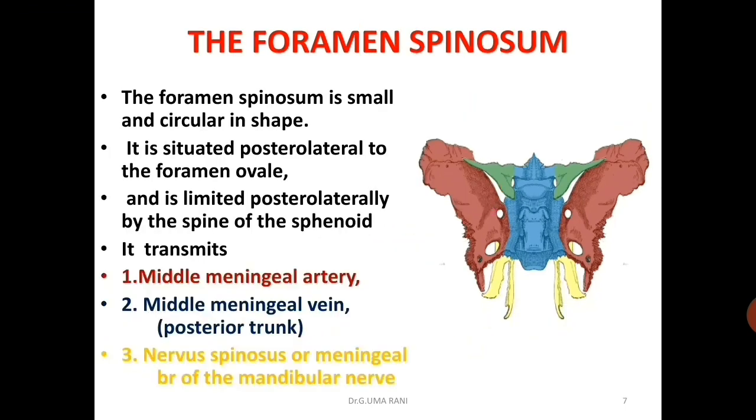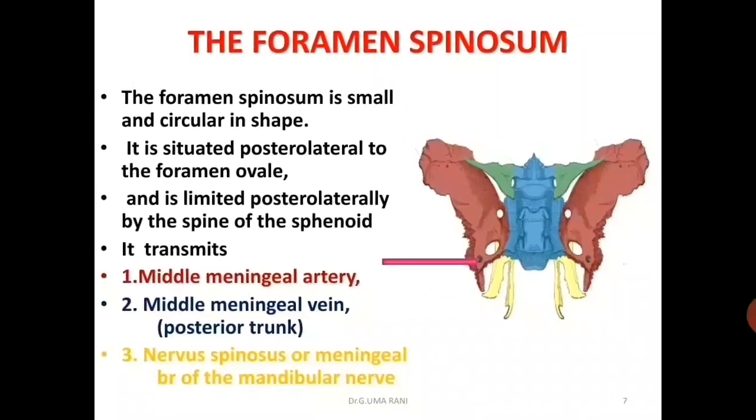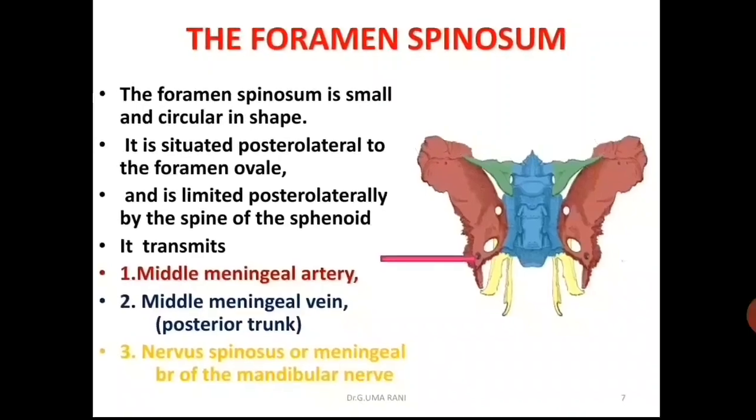The foramen spinosum lies below the foramen ovale, and it is small and circular in shape, limited posterolaterally by the spine of the sphenoid bone. This is the location of the foramen spinosum. It transmits the middle meningeal artery, middle meningeal vein, the posterior trunk, and nervus spinosus or meningeal branch of the mandibular nerve.